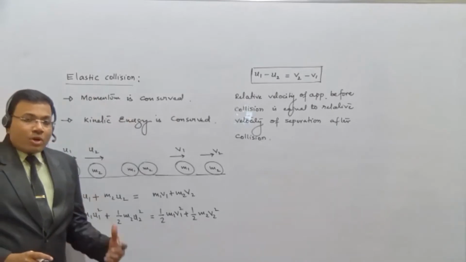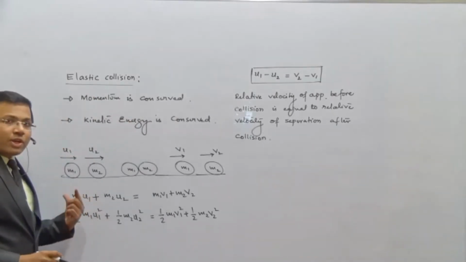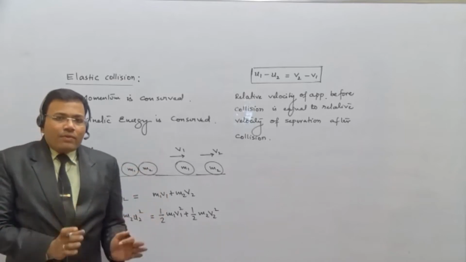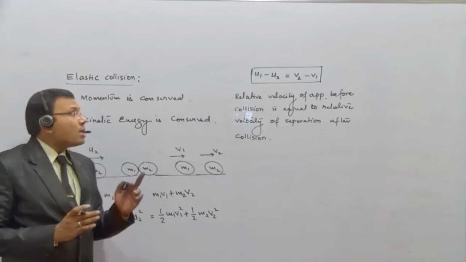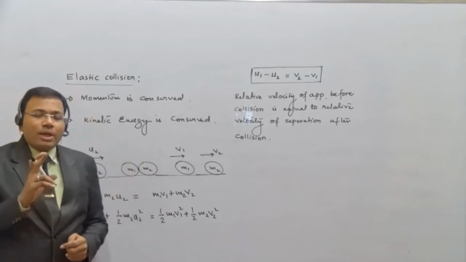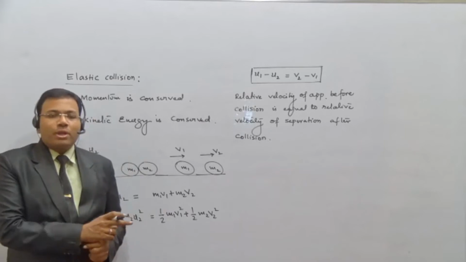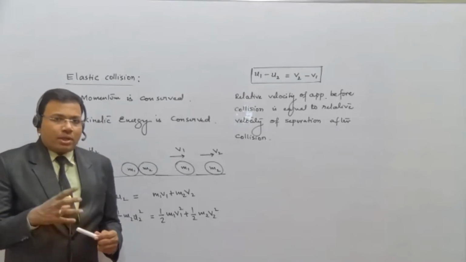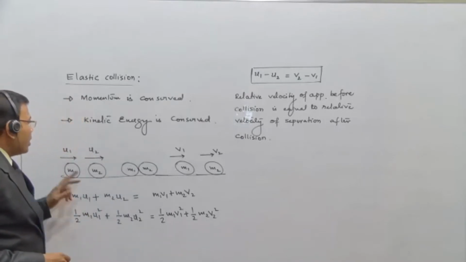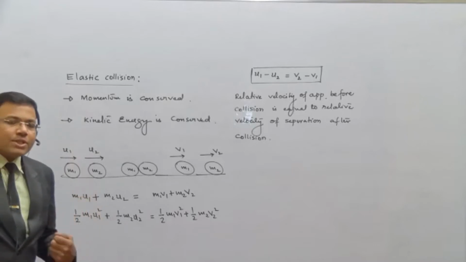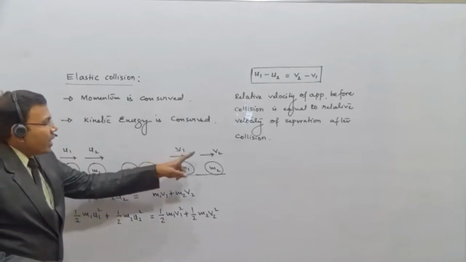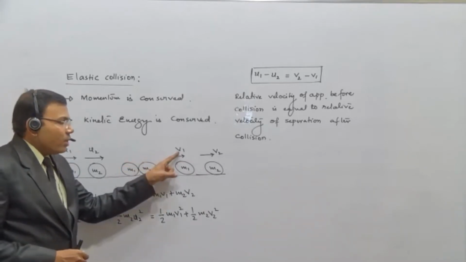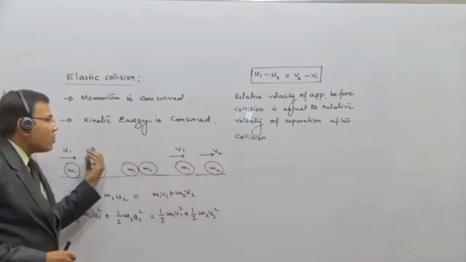Now students, we have seen the momentum condition, the kinetic energy condition, and the concept of relative velocities, and from that we have come to a conclusion that in an elastic collision, the relative velocity before collision is the same as the relative velocity after collision. Now beta, try to understand the next part. You can see clearly u1 and u2 are the initial velocities of the objects, and v1 and v2 are the final velocities of the objects. Let us see what the final velocities v1 and v2 are in terms of initial velocities.